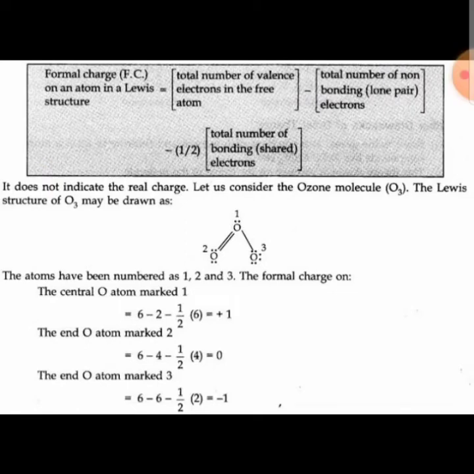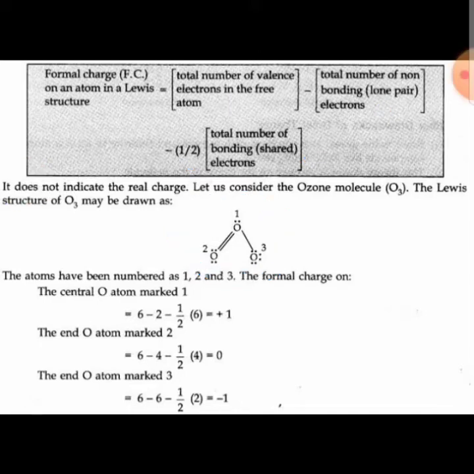Let us know about formal charge. Formal charge is equal to the total number of valence electrons in the free atom, minus the total number of non-bonding electrons or lone pair electrons, minus half into the total number of bonding electrons or shared electrons. To learn more about formal charge, we are going to take one example, that is ozone, O3.